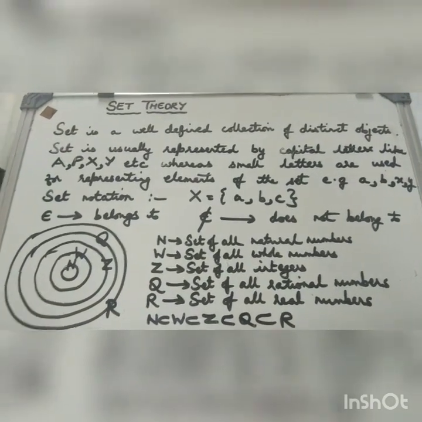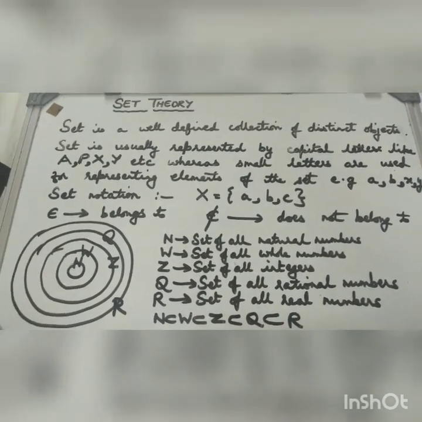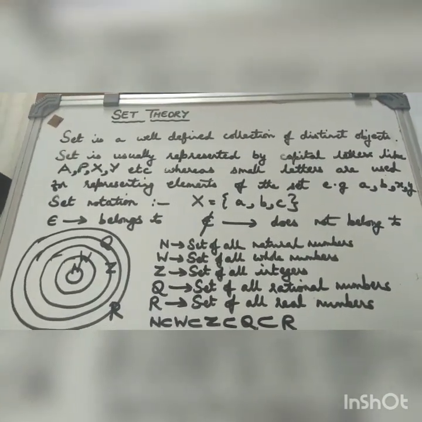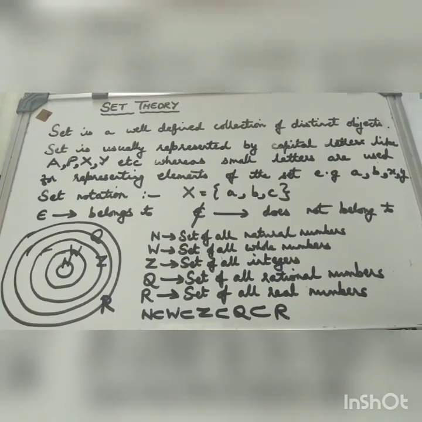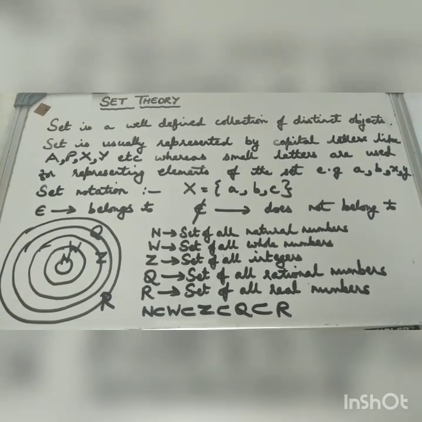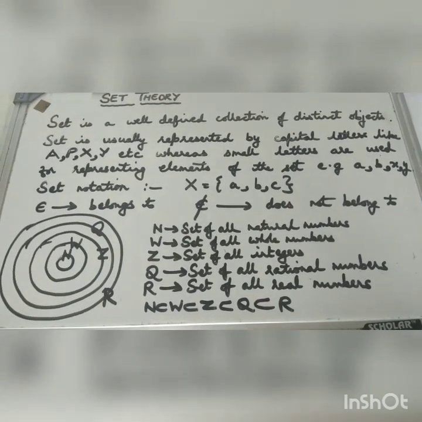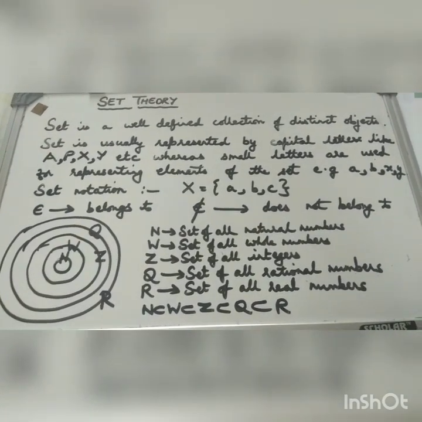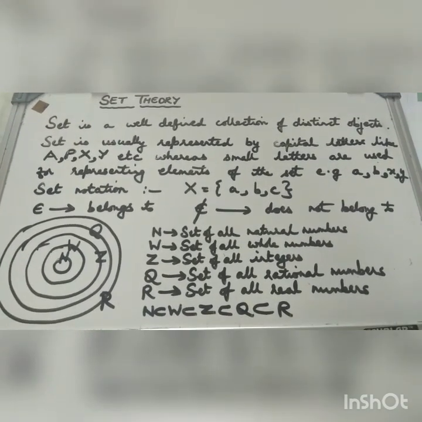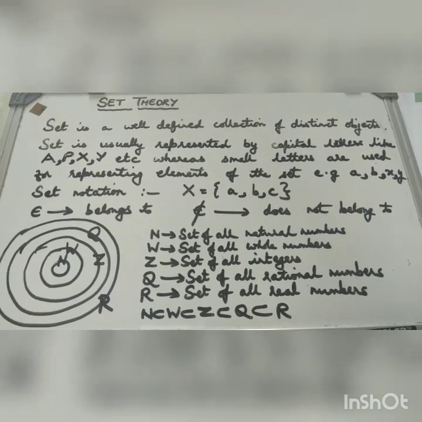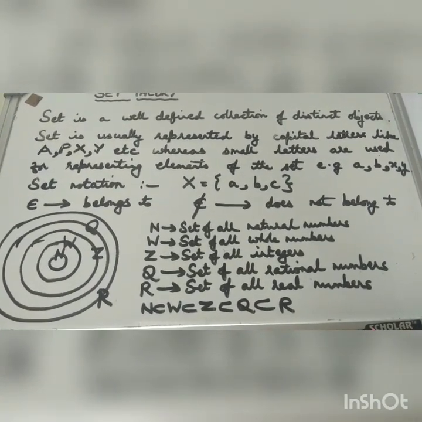Good morning, students. Today I am going to start with the new topic, that is set theory. Now, a set is a well-defined collection of distinct objects. A set is usually represented by capital letters like A, P, X, Y. All capital letters are usually used to represent the set, and small letters are used for representing elements of the set like small a, small b, small x, small y.